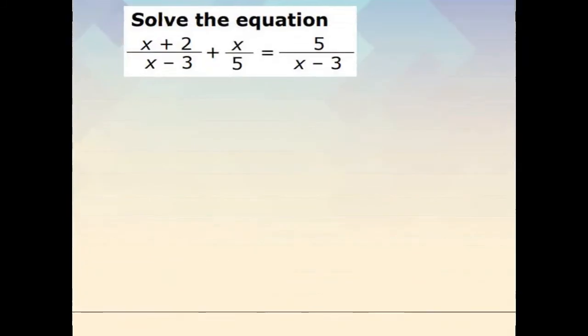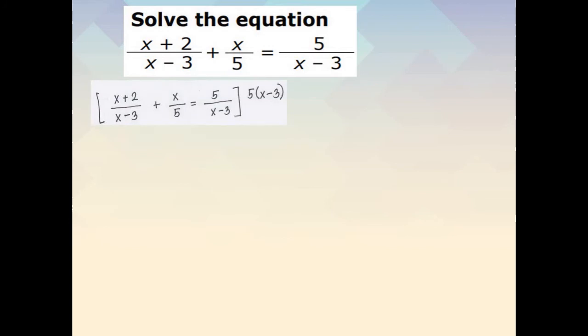Let us now solve the equation (x + 2) over (x - 3) plus x over 5 is equal to 5 over (x - 3). We shall now multiply both sides of the equation by the LCD, which is 5 times (x - 3). So we shall now have (x + 2) over (x - 3) multiplied by 5 times (x - 3) plus x over 5 multiplied by 5 times (x - 3) is equal to 5 over (x - 3) multiplied by 5 times (x - 3).